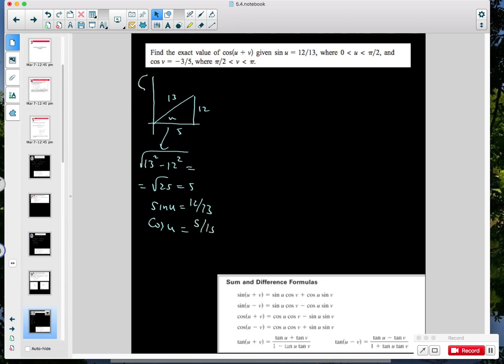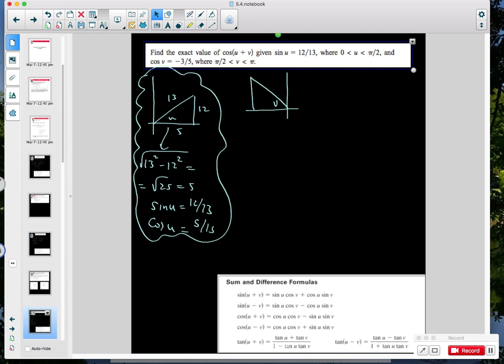So this is my u diagram. This is not optional. You need to do these pictures. Let's do the second picture, which is the picture for v, which is, as Ryan said, quadrant 2. I think it was Ryan. No, it was Partha. So for v they give me cosine, which is negative 3/5, and cosine is adjacent over hypotenuse, so negative 3, 5.